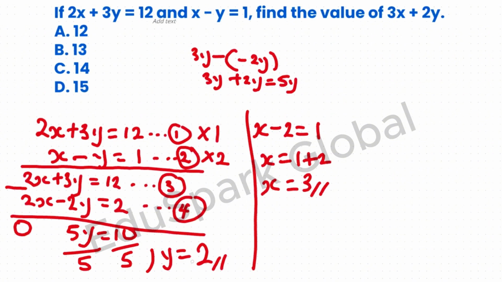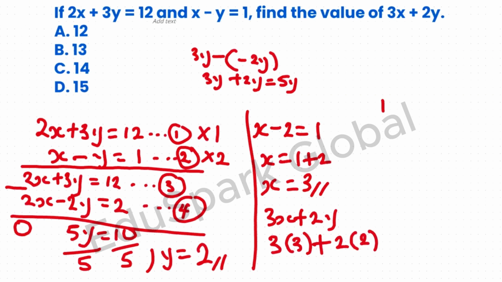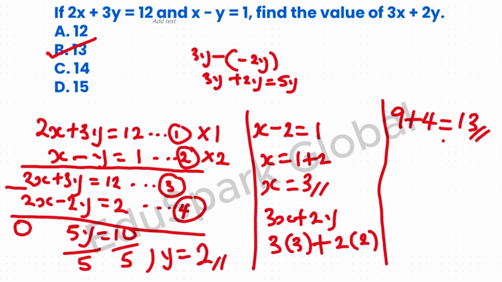And the question is, find the value of 3x plus 2y. So we have 3x plus 2y. So we're going to have 3 multiplied by 3 plus 2 multiplied by 2. So this will give us 9 plus 4, which is 13. We've solved the question using both the elimination method and the substitution method.